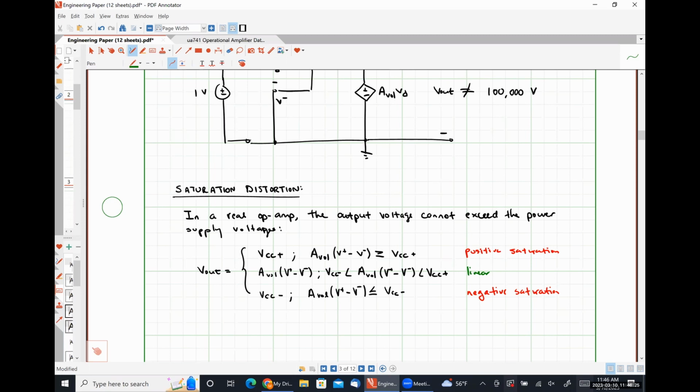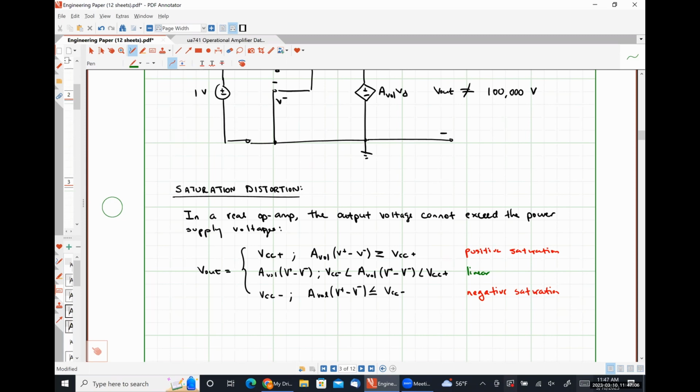Completely different to saturation is the linear region of operation, where a change in the input causes a corresponding change in the output. So in this region, as long as this whole quantity stays between VCC minus and VCC plus, we have linear amplification. So for very, very small input signals, on the order of microvolts for some op amps, we can get linear amplification. So now let's talk very briefly about figuring out what the linear range of an amplifier is.